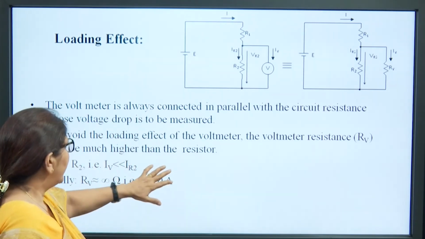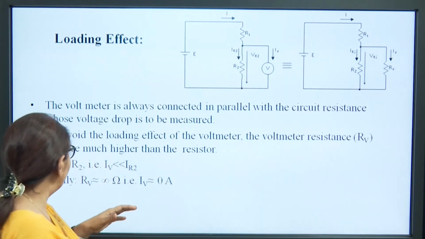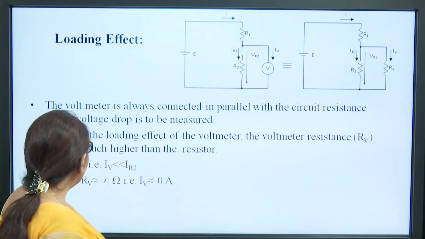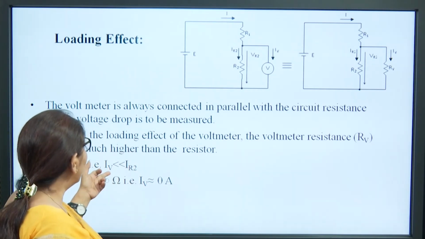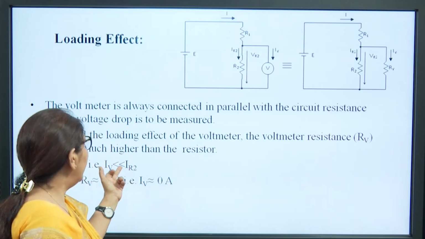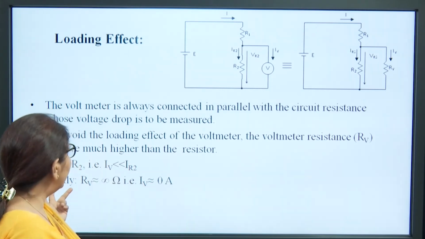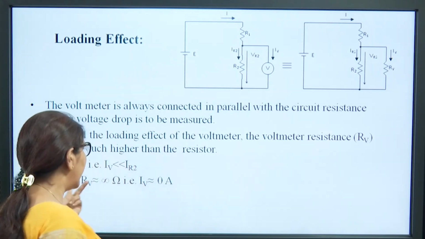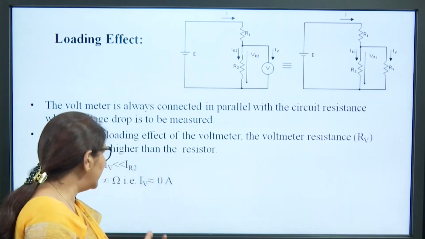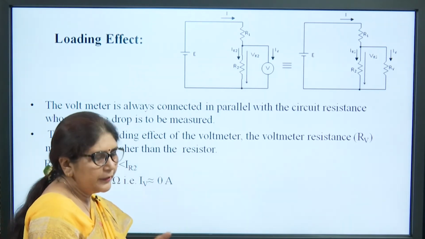So, we must have a higher value of voltmeter resistance. RV should be much greater than R2, and so IV should be much less than IR2. Ideally, we assume that a voltmeter has infinite input resistance, and so it should draw very low current.